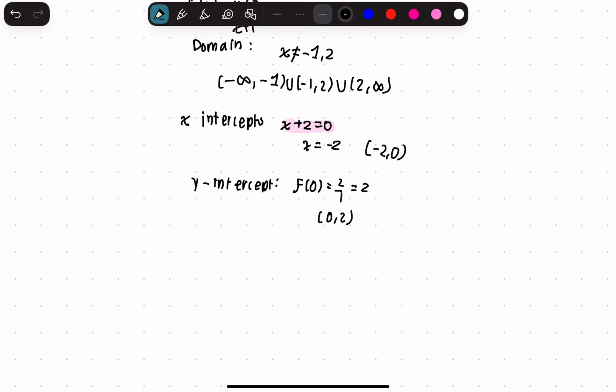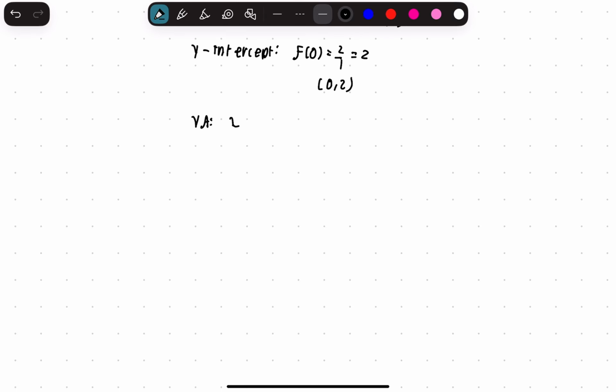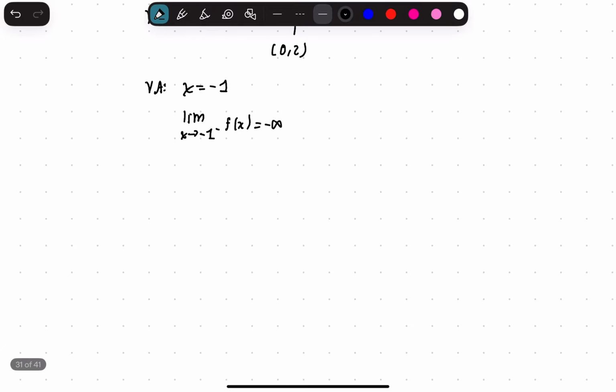So now we have to find the vertical asymptote. So we have x is equal to negative 1, and we want to approach this from both sides. So we have the limit as x approaches negative 1 from the negative side of f of x, and this function is going to equal negative infinity. Now we have the limit as x approaches negative 1 from the positive side of f of x, and that is equal to positive infinity.